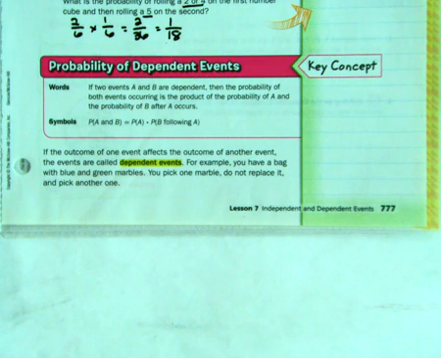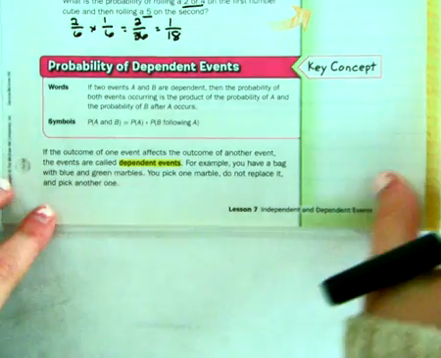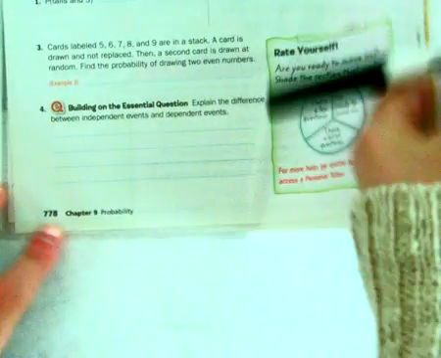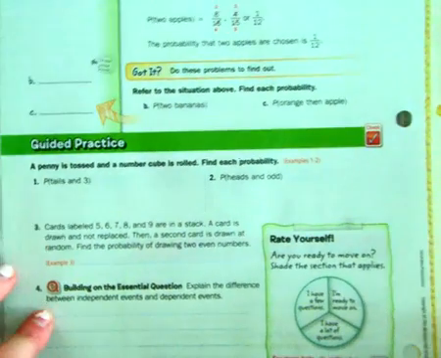For example, you have a bag of blue and green marbles. You pick one marble and do not replace it. And then you pick another one. Okay? So dependent, one depends on the other one. So we took out a marble, we didn't replace it. We do not replace it. It affects our probability.